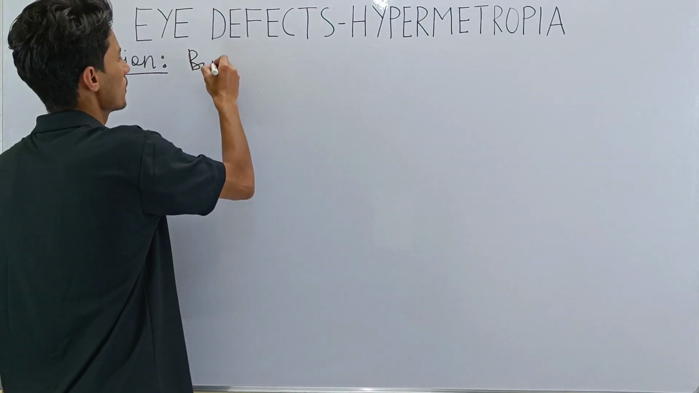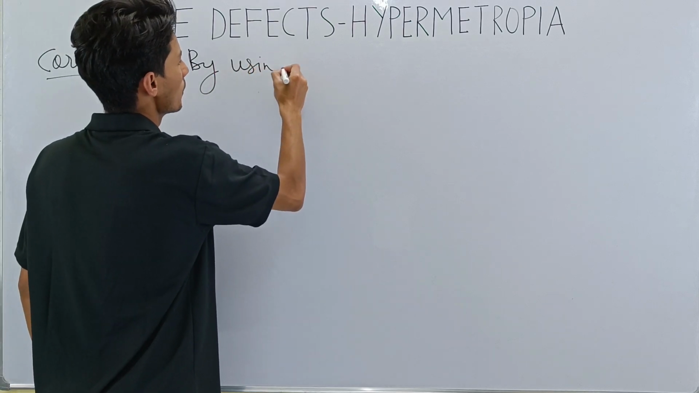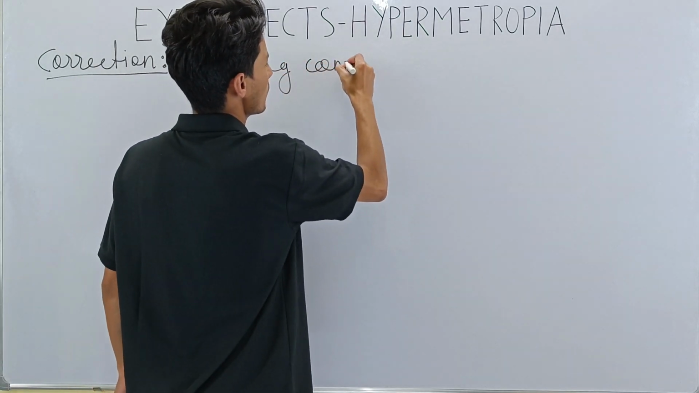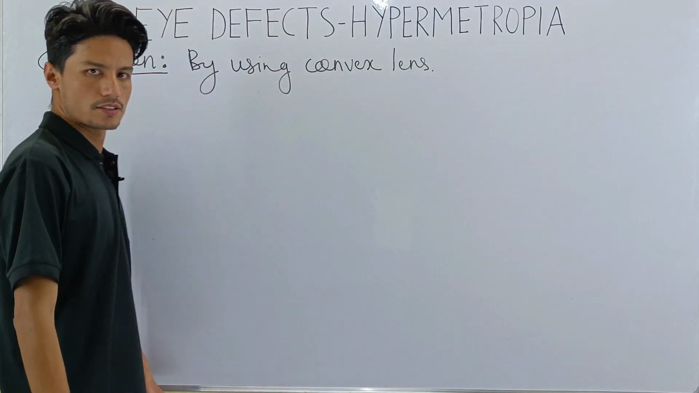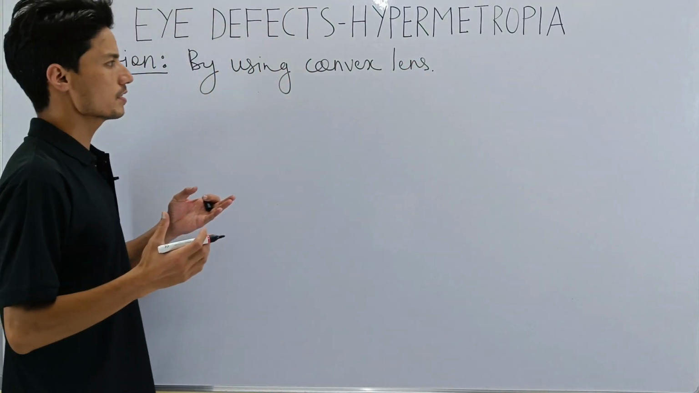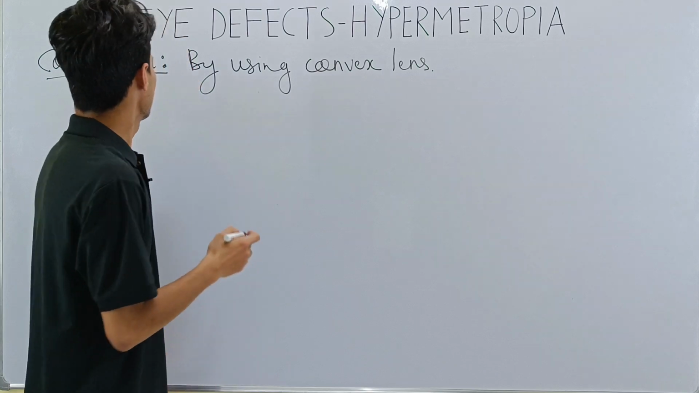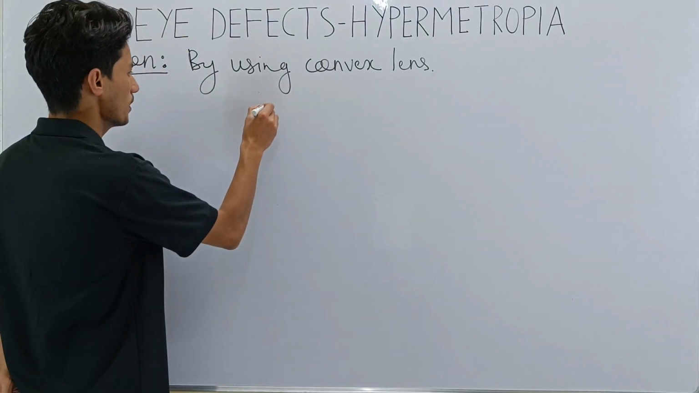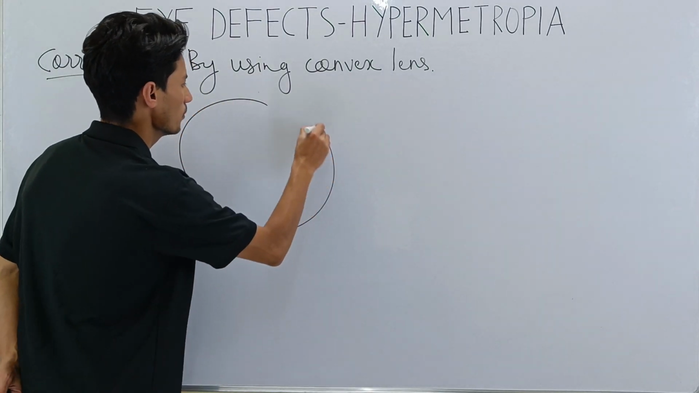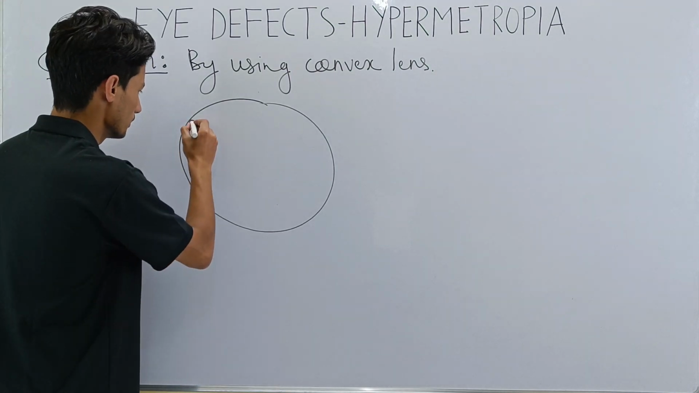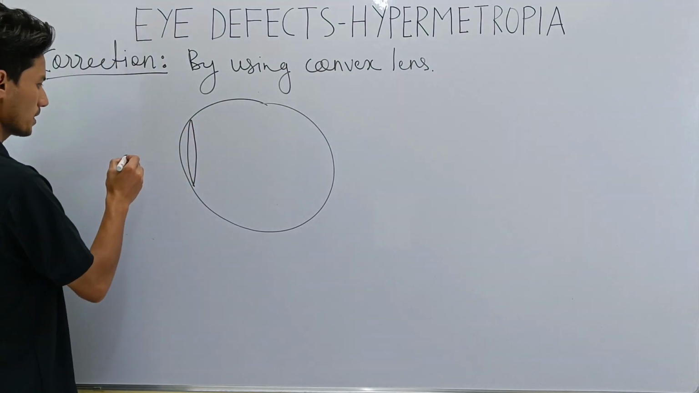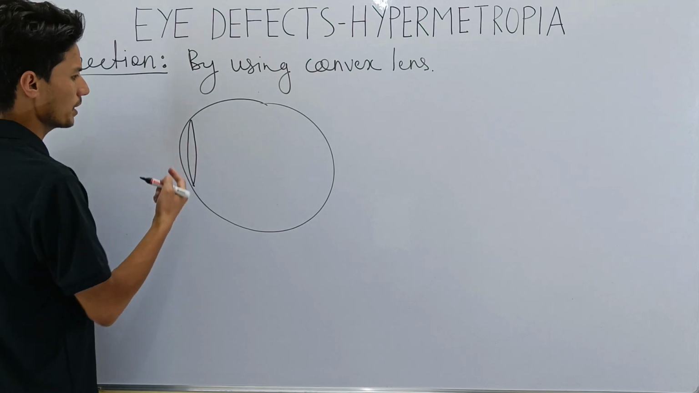So we will be using convex lens. Let's see how by using convex lens this problem is corrected. So here is our eye. Let me draw a bigger one now. Okay, so this is our eye. Then our lens is here. Then the object is here. So this is the weak eye.